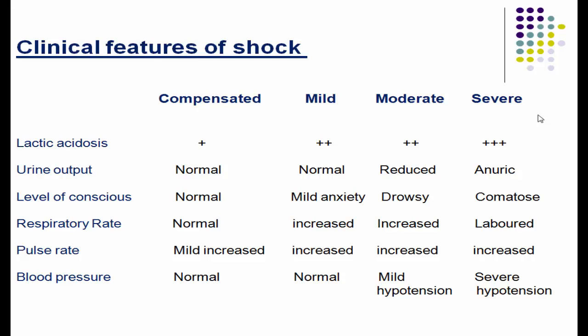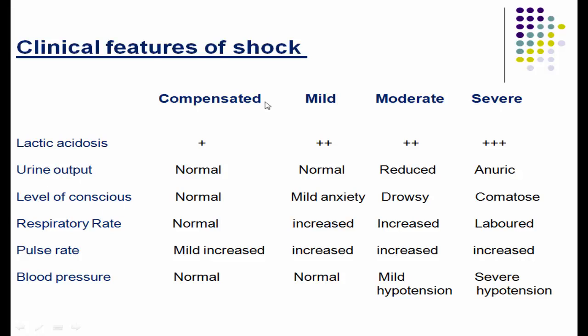You can see here, first of all, lactic acidosis. Lactic acidosis in case of compensated shock is less. In case of mild shock it is more than compensated shock, and in case of moderate and severe shock it's increasing gradually. And urine output is normal in case of compensated shock and mild shock. In case of moderate and severe shock, you can see here urine output is reduced in moderate shock and no urine output, that is anuric, in case of severe shock.